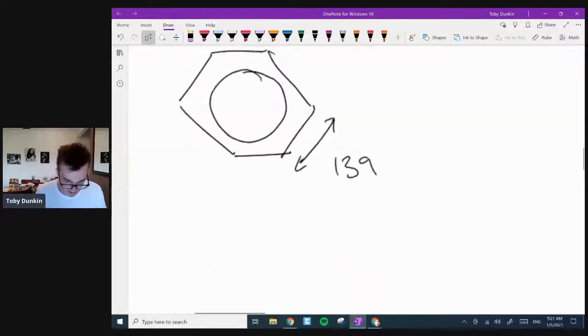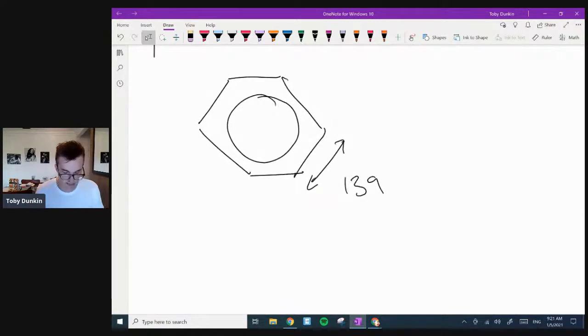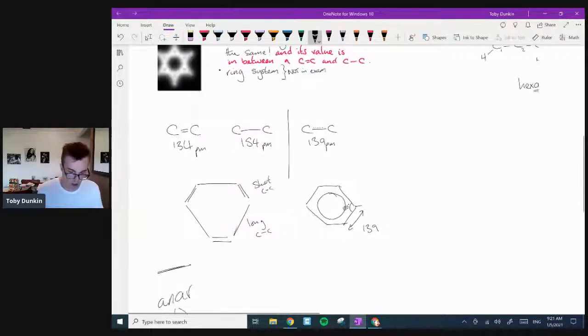I do want to also mention bond angles. I think you probably get all these. It's not particularly difficult because they're flat. It's 120 inside it. I'll do some more on bond angles next time.